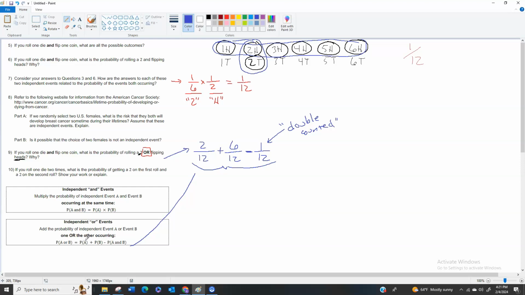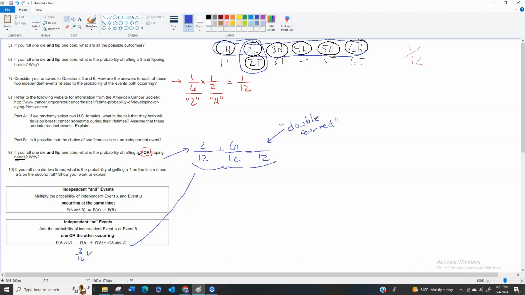So probability of A, 2 12ths, probability of B, 6 12ths heads. I'm sorry, this one was 1/6, and this was, hold on, let me back up out of here. Let me go back to the original. Okay, so the probability of rolling a 2 out of these 12 possibilities was 2 out of the 12 ways.